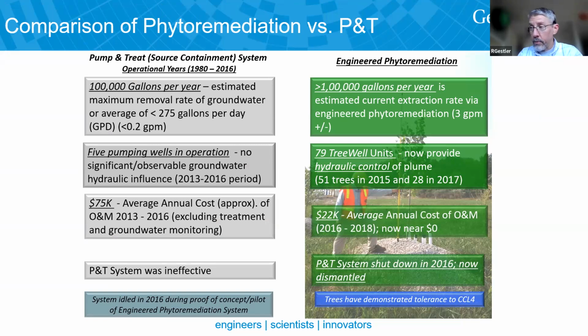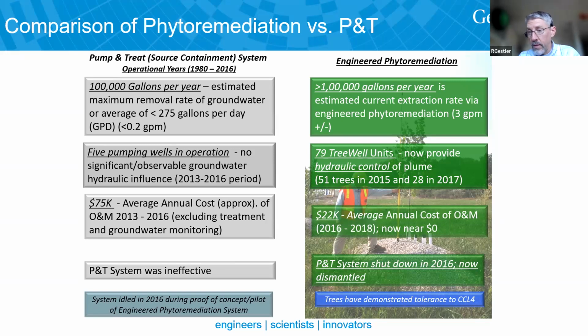The old pump and treat struggled to pump about 100,000 gallons per year, whereas our phytosystem is pumping conservatively at least 1 million gallons per year. The former system was 5 struggling extraction wells that were really showing no influence whatsoever on the down gradient plume, whereas we put in 79 engineered phytoremediation units that quickly established complete hydraulic control of the down gradient plume.